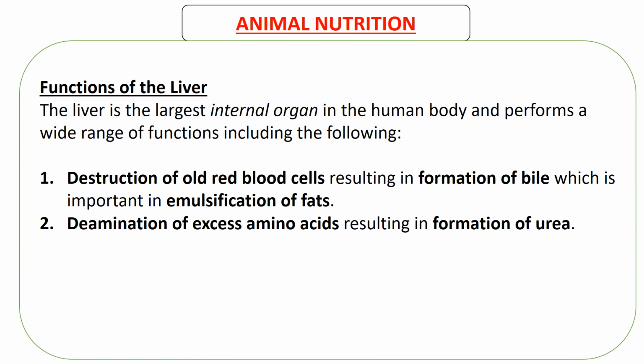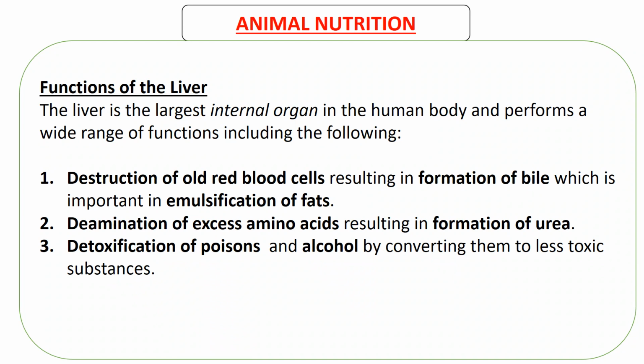The second function is deamination of excess amino acids, resulting in formation of urea, which we are discussing. The third is detoxification of poisons and alcohol by converting them to less toxic substances. When you drink alcohol, you give your liver a job, that is to remove the poison in the alcohol. The process is called detoxification, the removal of toxins in poisons and alcohol.